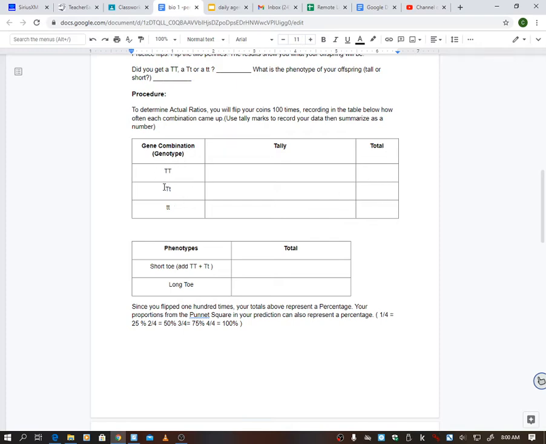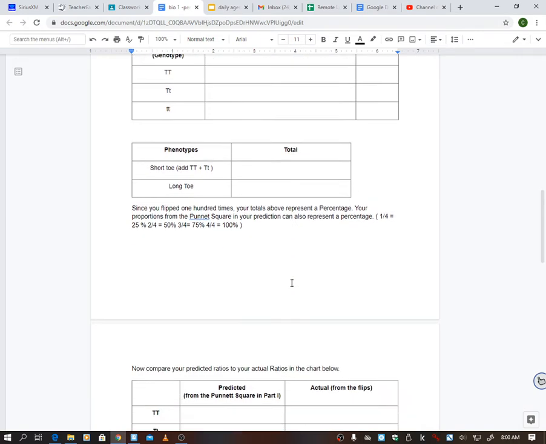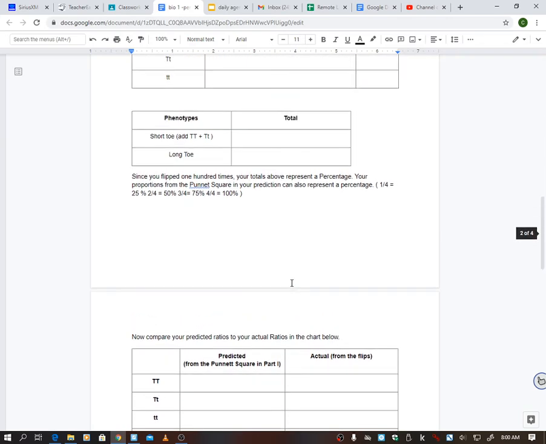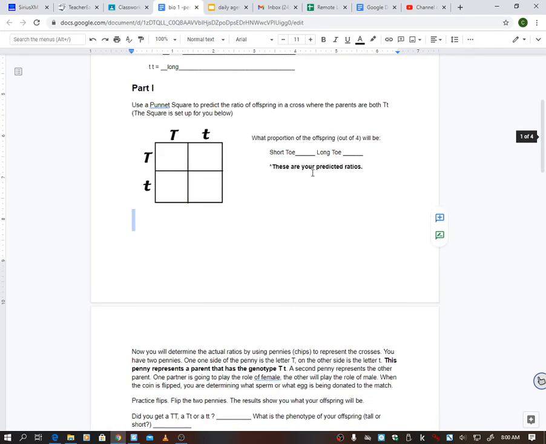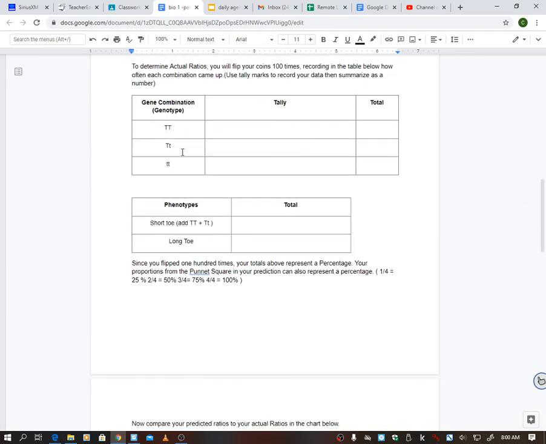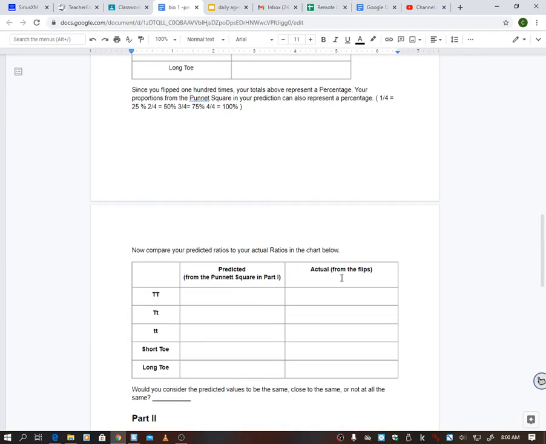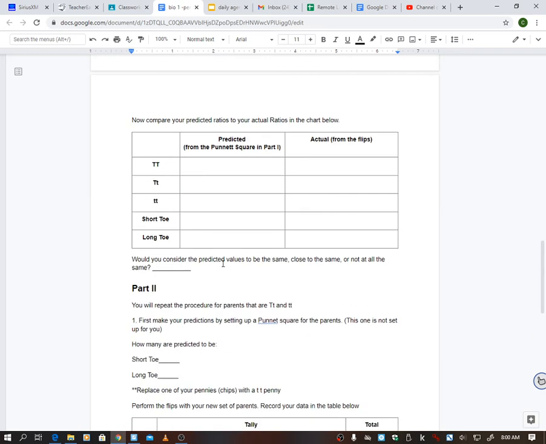Now remember, these 2 right here, capital T capital T and capital T lowercase t, mean short big toe. So whatever these 2 totals are is what you're going to write in the total section here. And for your lowercase t, whatever your total is here will be the same right here. So when you do that, we're going to then predict. We're going to see what your predicted was. You're going to fill this column in based off of your Punnett square information right here. Then you're going to take this information here, and that is your actual. And then we're going to see how close it is.